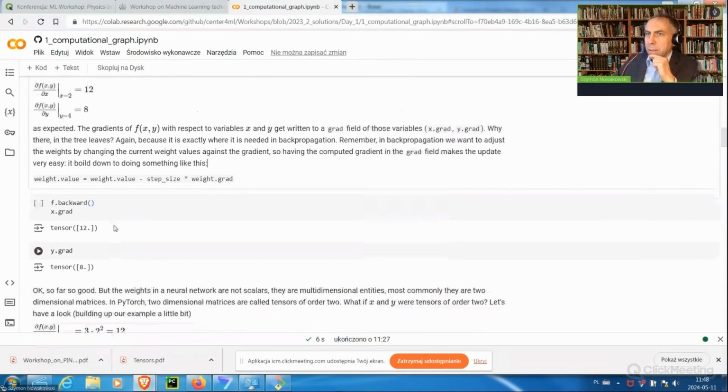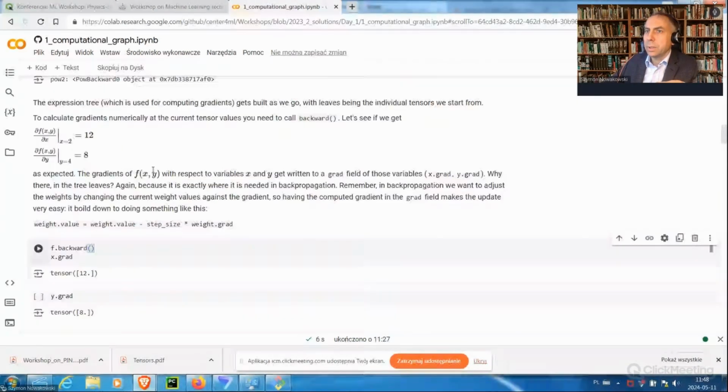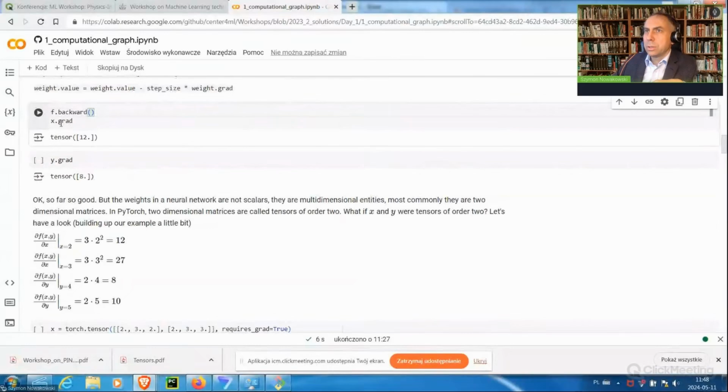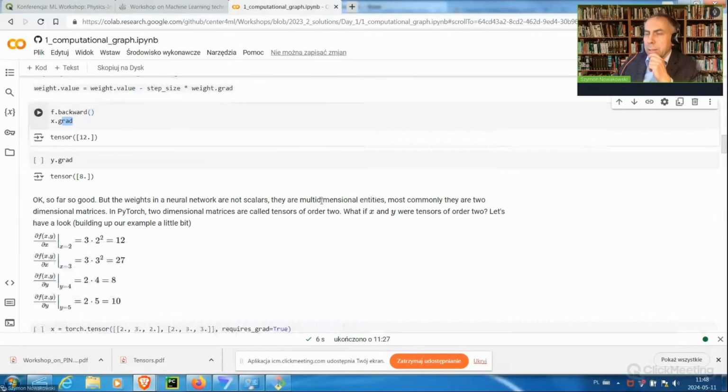And this is realized like that, because when you call f backward, in this step we actually calculate the gradients by calling f backward. We calculate the gradients starting from this very top node f, and we go to the leaves of this expression tree, and the leaves are x and y. We get the values in the grad fields equal to 12 and 8, just as expected. 12 and 8, just as it should be. Okay, so far so good.